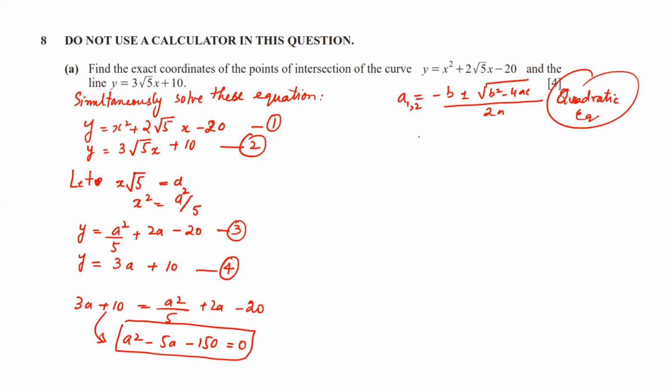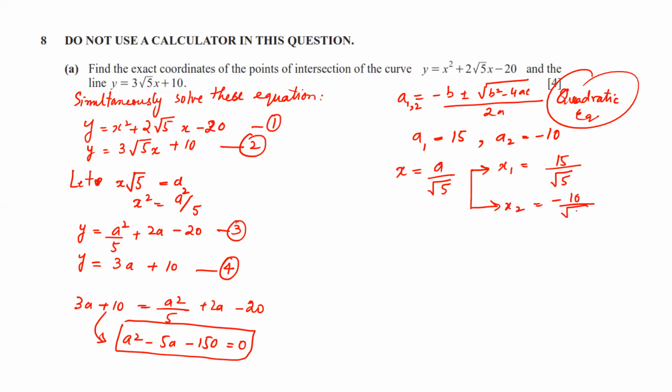Okay, so solve this quadratic equation. We get a1 is equal to 15 and a2 is equal to minus 10. So now we have the values of a1 and a2. Remember, x was equal to a by under root 5. So we get x1 is equal to 15 by under root 5, and similarly x2 will be equal to minus 10 by under root 5. So these are the two values, x1 and x2, and we have to find y.